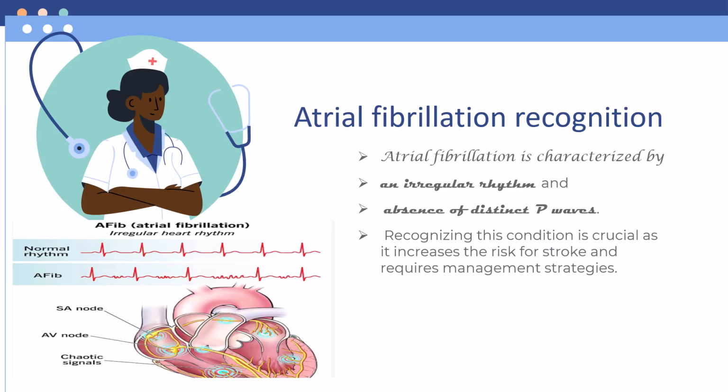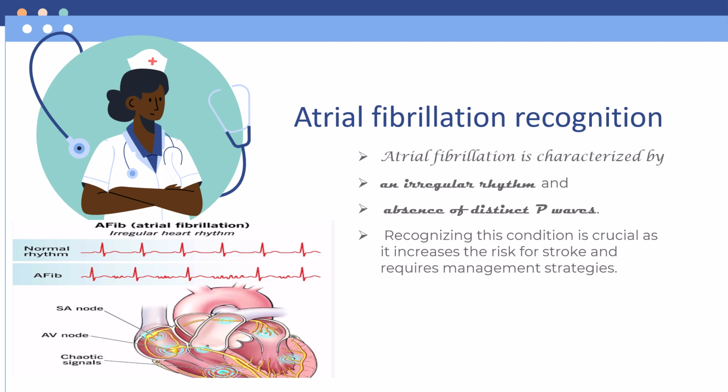Next, we come to atrial fibrillation. Always remember, atrial fibrillation means something that your atria cannot do. Your SA node is not able to capture the electrical impulse and help in the depolarization of the atria. So you will find an irregular rhythm and a distinct absence of P waves. It is very important because it is a sign that your heart is not able to pump properly, and thereby there is a risk of stroke.